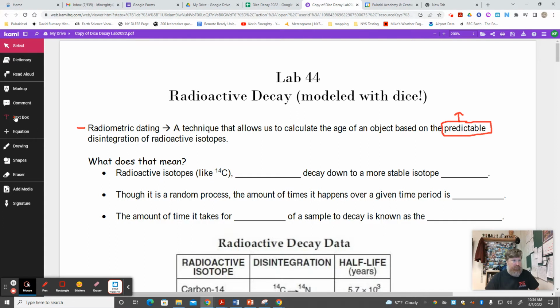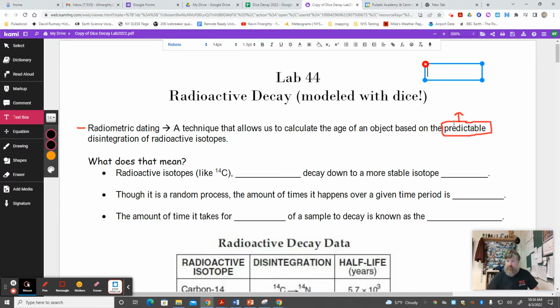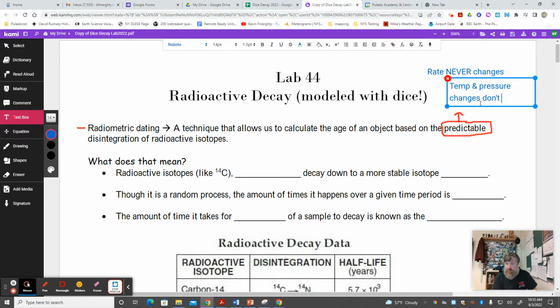There we go. The note I'd like to take is it being predictable. What does that mean? It means that the rate never changes. Okay, so what might change the rate? Well, nothing does. But what you would assume would change the rate, even if the temperature changes or the pressure changes. Temperature changes don't change the rate. Otherwise, we wouldn't be talking about this. Otherwise, this would be a useless tool in geology.